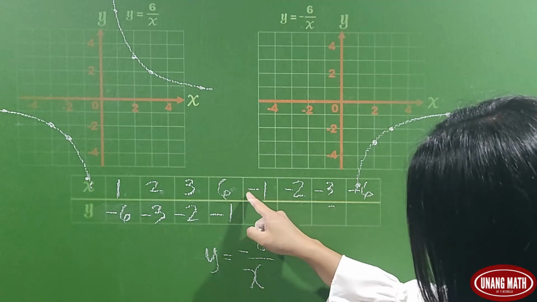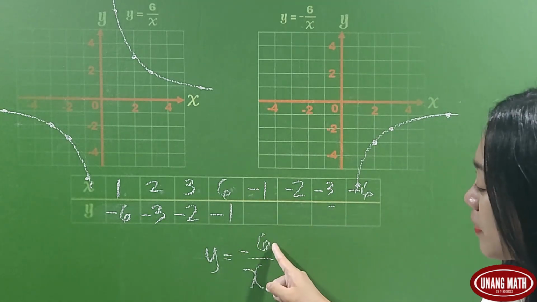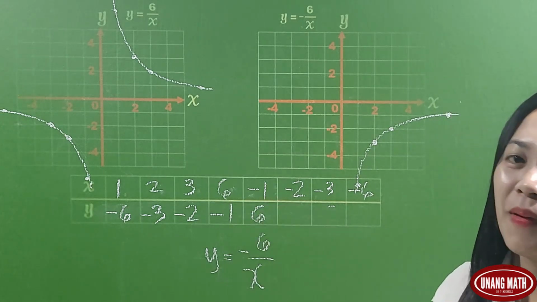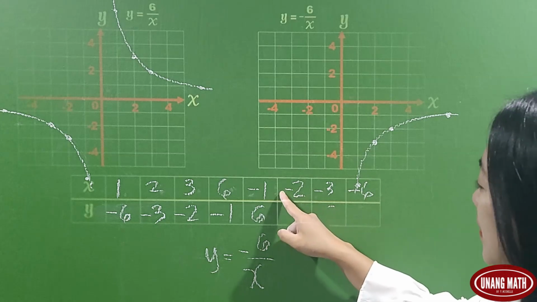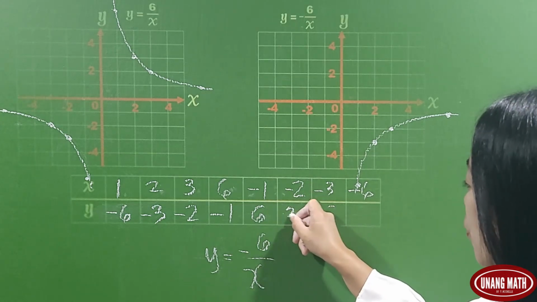This time, how about if x is negative 1? So negative 6 divided by negative 1, then y is positive 6. If x is negative 2, so negative 6 divided by negative 2, this is 3.